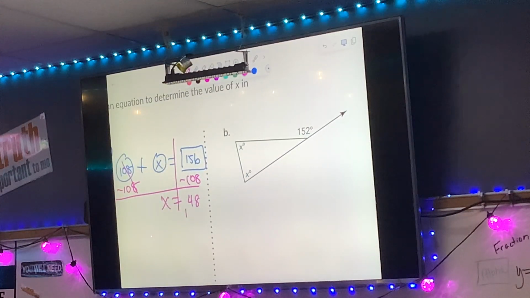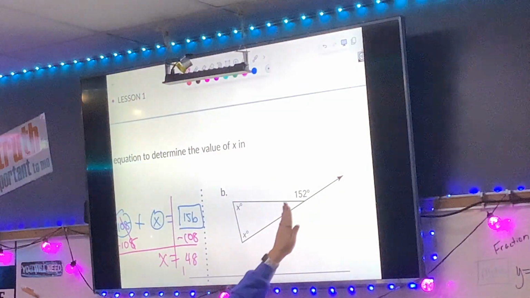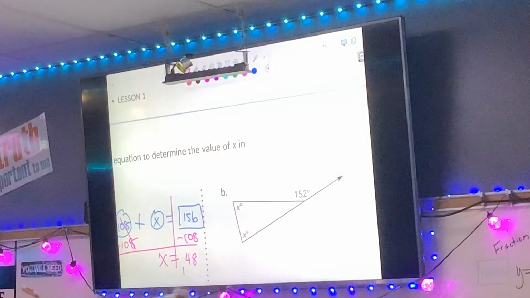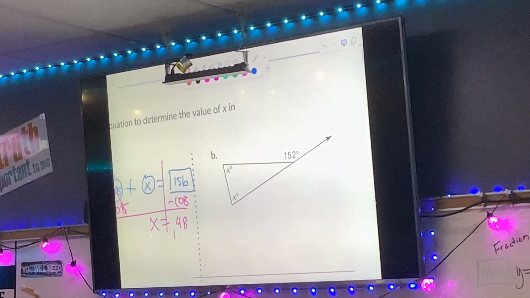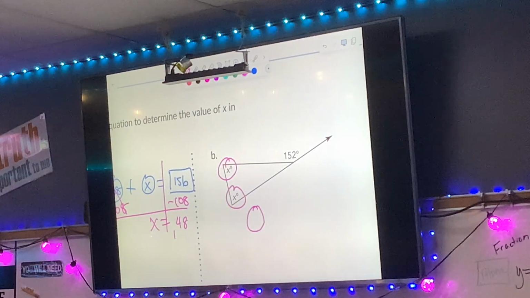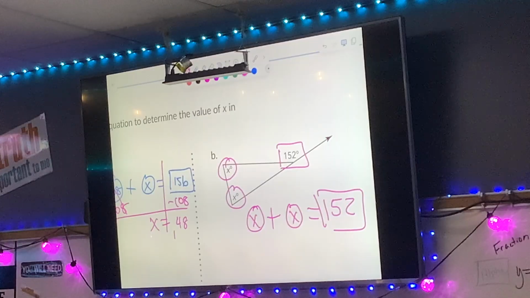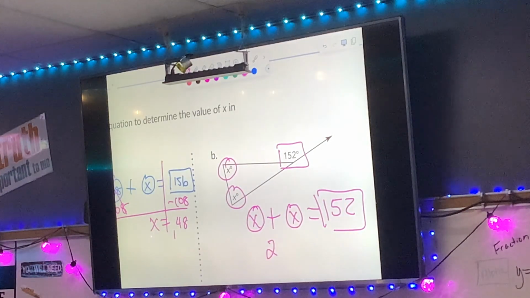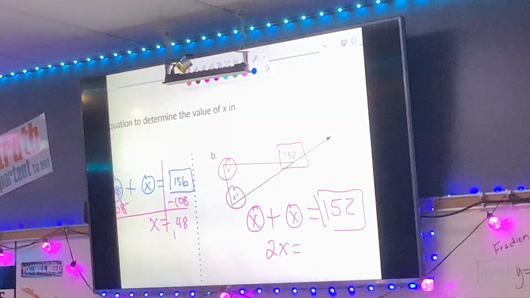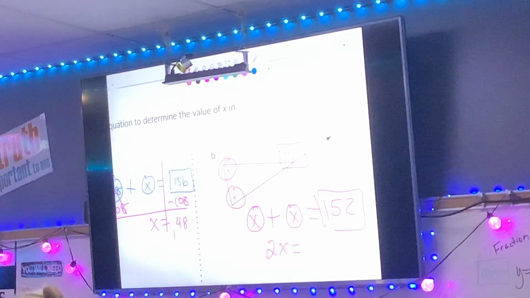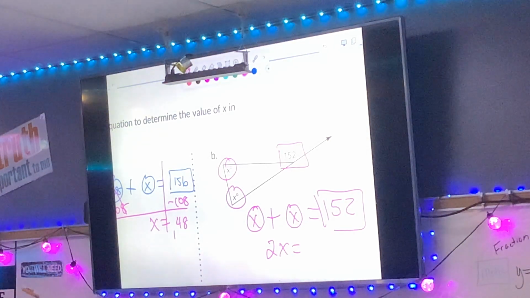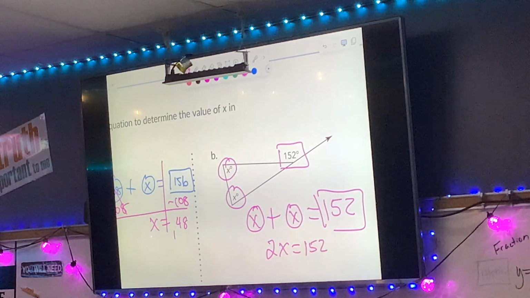Okay. Cover up your 152. What are my circles going to be? x. So we have circle plus circle equals 152. Okay, I heard somebody just say it. 2x, because if there's not a number in front of your x, it's understood to be 1. So 1x plus 1x is 2x is 152.